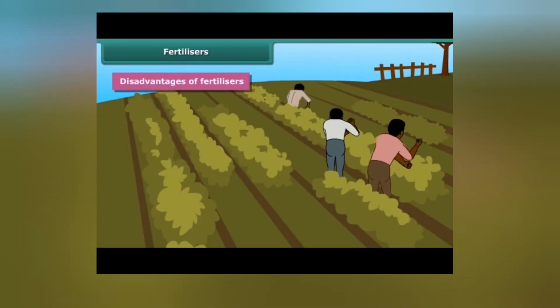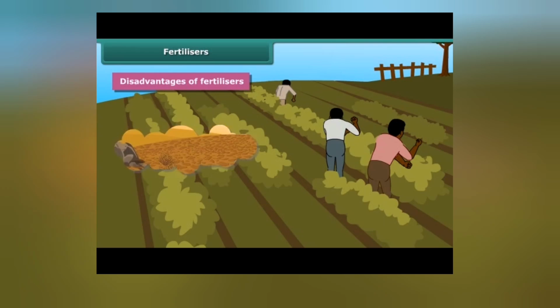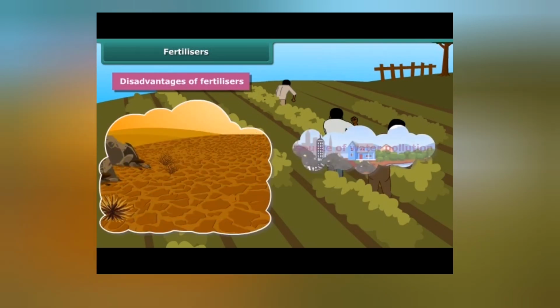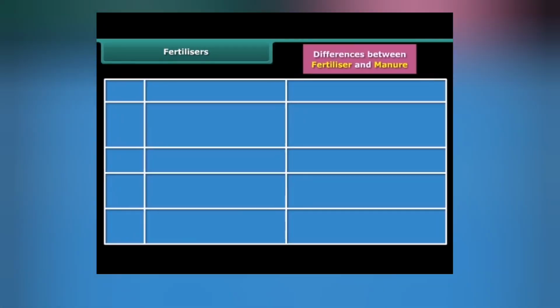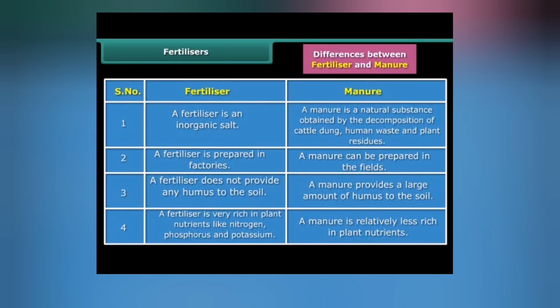However, there are some disadvantages of using fertilizers. Excessive use of fertilizers makes the soil less fertile, and they have also become a source of water pollution. Difference between fertilizers and manures.